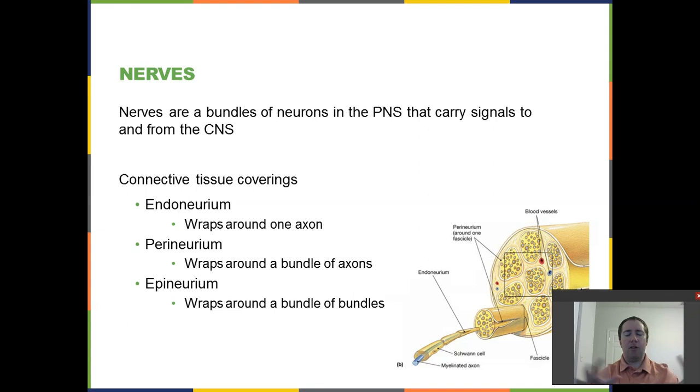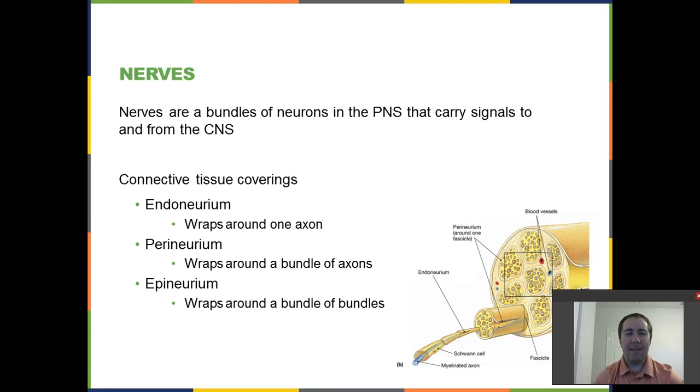We then take a bunch of those, put them together, wrap it up in a fascicle. We then take a bunch of fascicles, throw in some blood vessels, and put another layer wrap around that. That is the epineurium. So the epineurium is going to surround an entire nerve. So endoneurium, perineurium, epineurium. You have to remember which one is which.